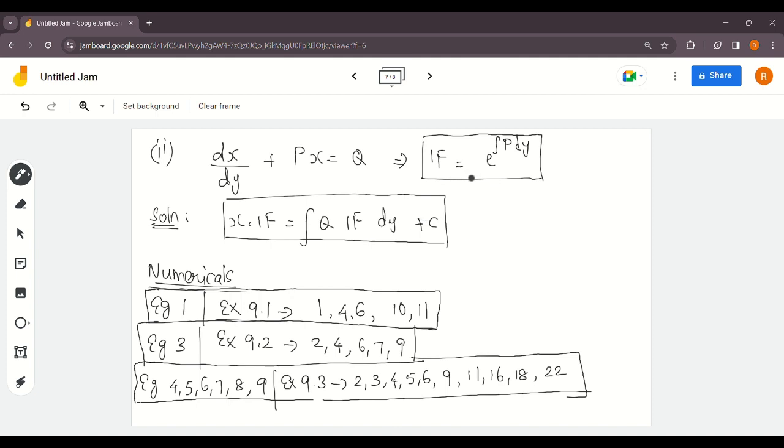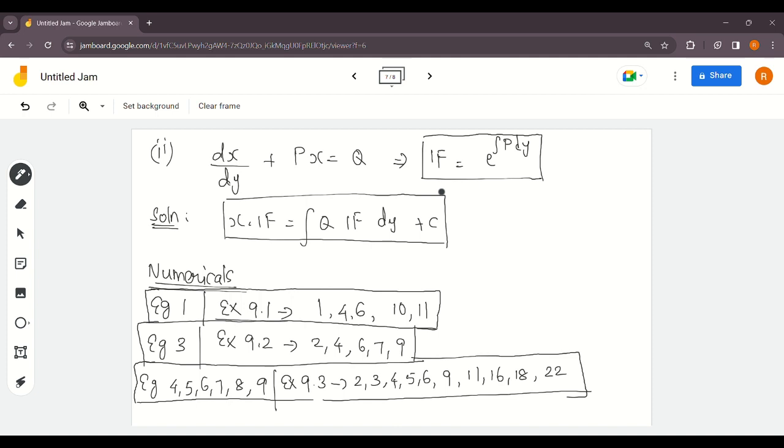So the same steps you have to repeat. It is very similar to the last model. With the repetition of the same steps, you get to know how to solve this question. Here also, if they ask you for a particular solution, after finding out the general solution, you need to substitute the values of x and y, which would have already been given in the question, find the value of c and substitute it back again.